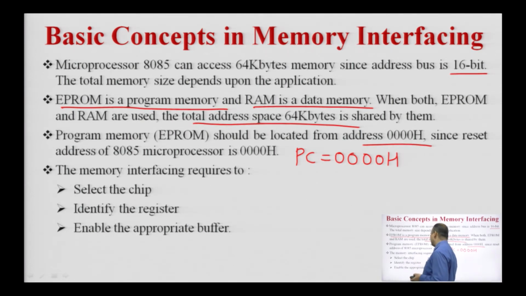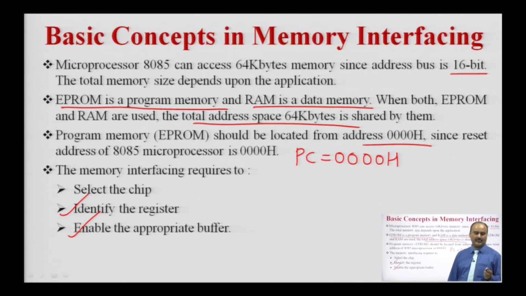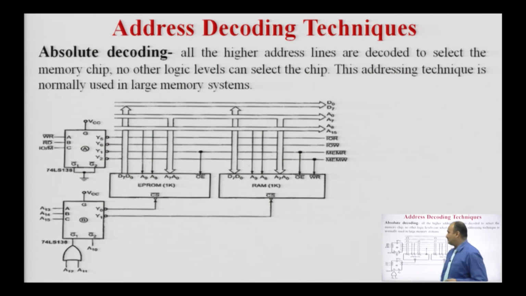Memory interfacing requires selecting the chip. To enable the memory device, select the chip with the help of the CS bar signal, and identify the capacity of the memory, whether it is 1 kilobyte, 2 kilobyte, 4 kilobyte, and so on. Enable the appropriate buffer, either input buffer or output buffer, to read and write the information from the memory. Then the address decoding technique, that is the absolute decoding technique. All the higher address lines are decoded to select the memory chip. Here the decoder logic is used to generate the memory read, memory write, input output read and input output write control signals. Again here the EPROM and the RAM memory are interfaced with the address decoding technique, that is the absolute decoding.